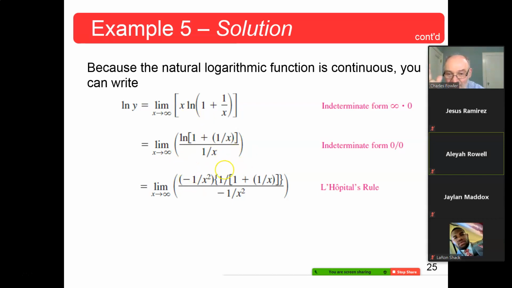And I'm sorry, this is where I messed up. I was just taking that divided by x. I forgot to take it over its derivative. And its derivative would be this thing, minus 1 over x squared. I think we got there, or I said it.